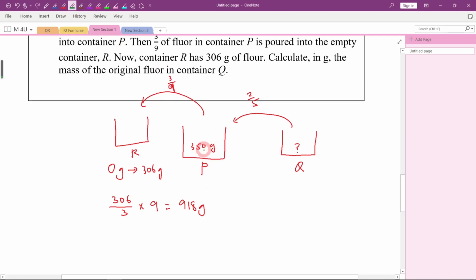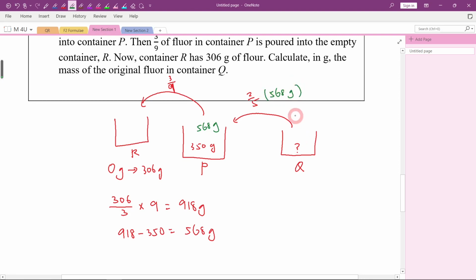So originally P contains just 350 grams. So why did it become 918 grams? Because part of this is from here, right? So you just take 918 minus 350. You get 568 grams. Let me draw over here. 568 grams. So this 568 grams is from container Q.